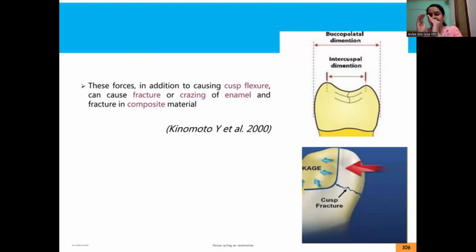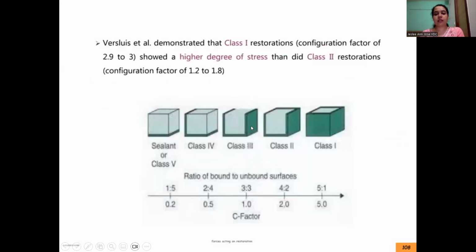Because of the cuspal flexure, the intercuspal distance reduces. So the buccopalatal dimension which was there before will reduce. These forces, in addition to causing cusp flexure, can cause fracture or crazing of the enamel and fracture in the composite material. Now again, C factor or the configuration factor, that is the ratio of bonded to unbonded surfaces.